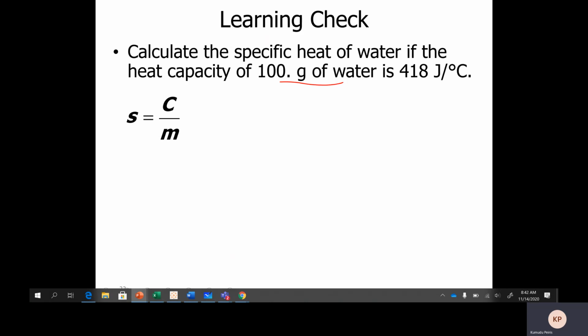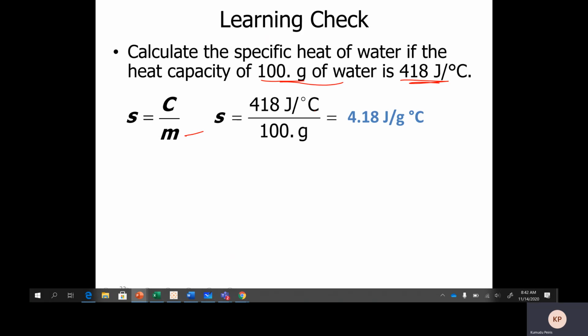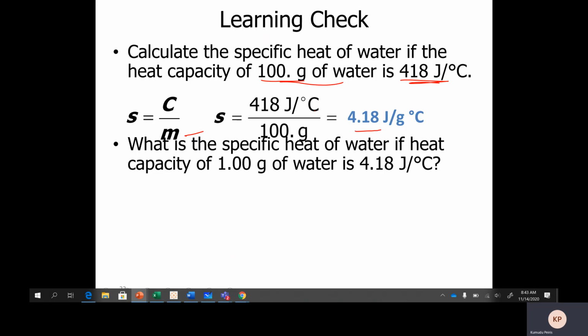So the specific heat equals the heat capacity divided by the mass, and we are given the heat capacity as 418 joules per degree Celsius, and we are given the mass of this amount of water as 100 grams. So we substitute these numbers and we'll find the specific heat of water as 4.18 joules per gram per degree Celsius.